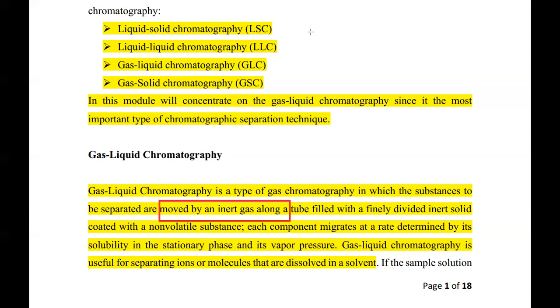What they mean is, let me cover this and write a few things here. Now let me explain how components are separated.